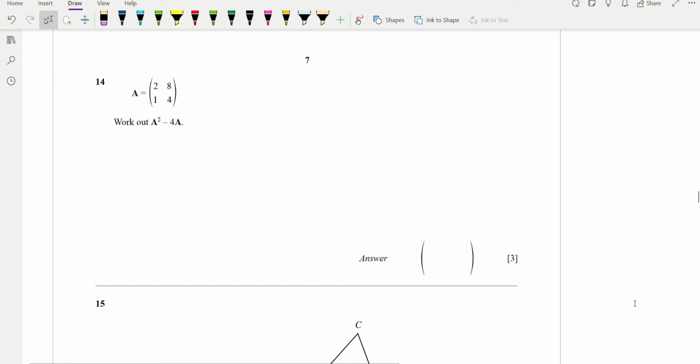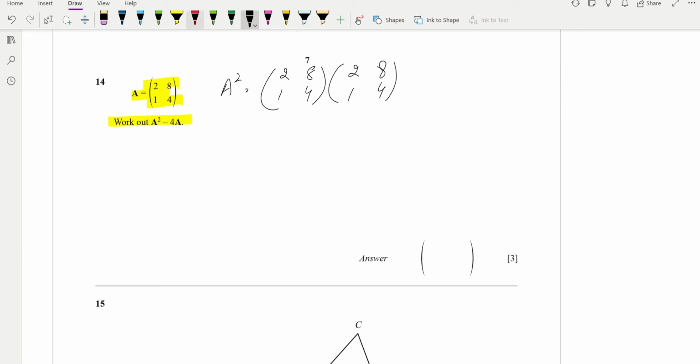Question number 14 says matrix A is provided. We have to work out A square minus 4A. So we will first find A square. A square will be A multiplied by A. So the matrix 2, 8, 1, 4 will be multiplied by itself to get A square.